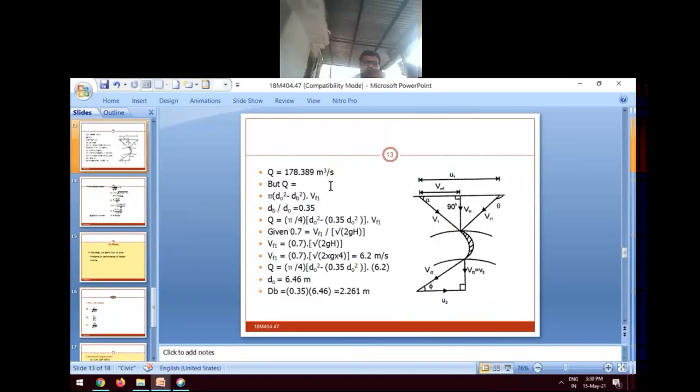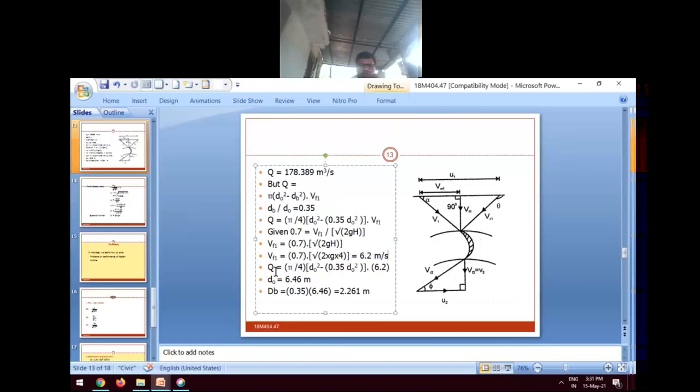After calculating the discharge of the Kaplan turbine, you have to correlate this answer with the general formula, that is Q equal to pi by 4 (Do square minus Db square) into Vf1. Here, the ratio of boss diameter to outer diameter is given in the problem as 0.35, so Db equal to 0.35 Do. Substitute that value in this discharge equation. Then the flow ratio 0.7 equal to Vf1 by root 2gH. So you can calculate Vf1 easily, it is 0.7 into root 2gH. H is given as 4, so you get Vf1 equal to 6.2 meters per second.